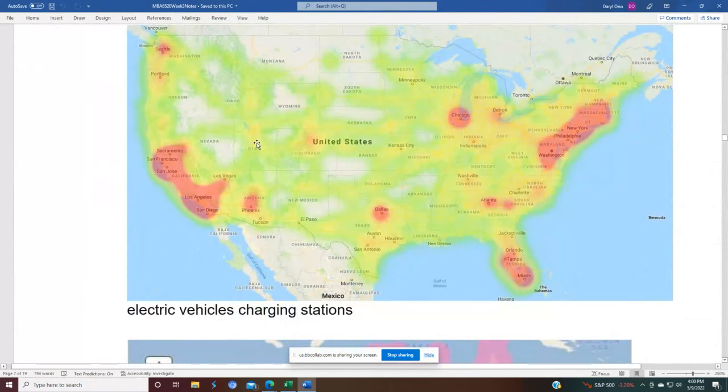I have another heat map here of the United States, and that shows electric vehicle charging stations. If you look at this heat map, where is the highest cluster of electric vehicle charging stations? It's by the major metropolitan areas. So you see a lot here, from the Bay Area down to Southern California, all along the Northeast corridor, Chicago, Atlanta, Dallas. All these areas have a high concentration of charging stations because they probably have the most electric vehicles. The heat map gives us a good idea.